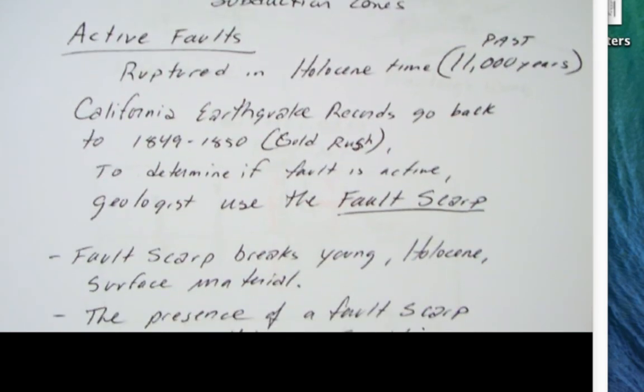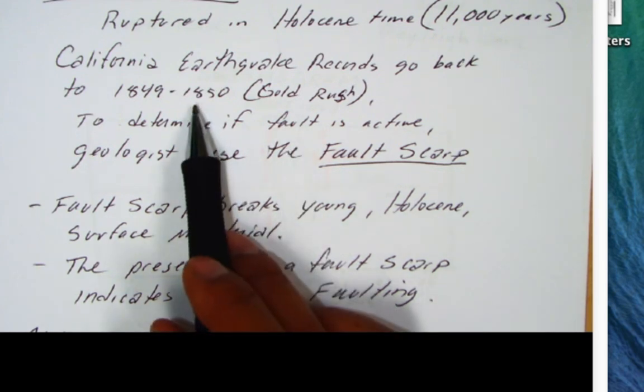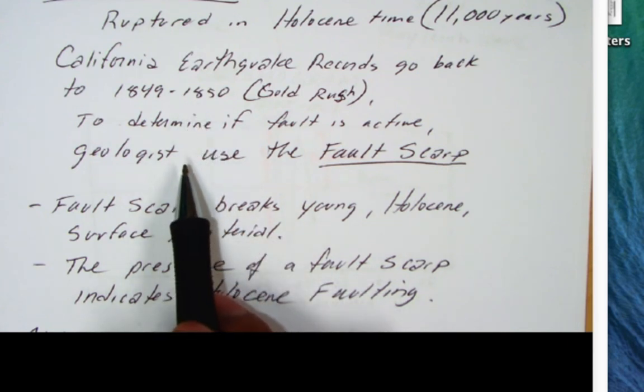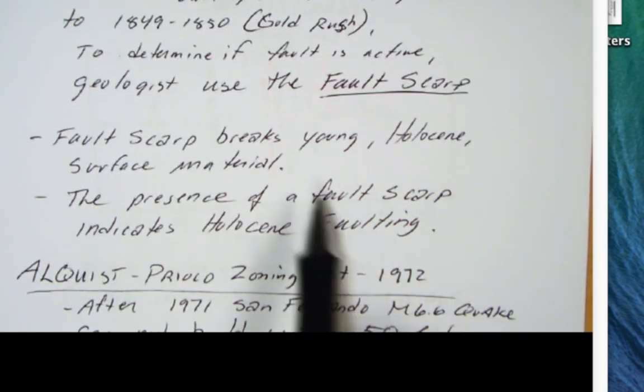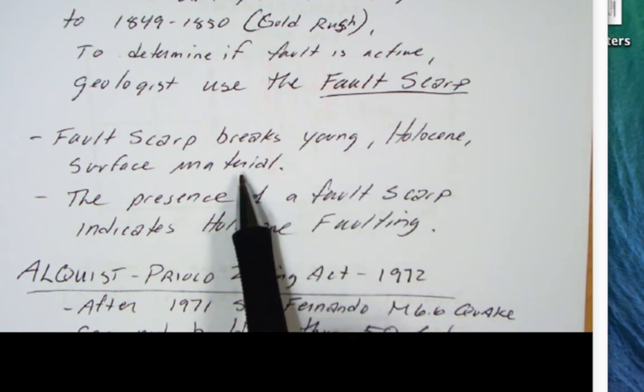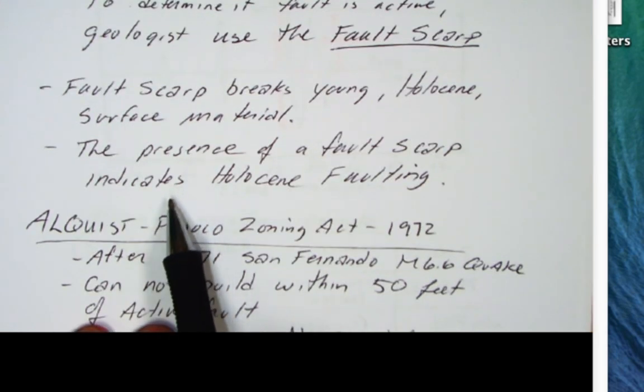How do we determine active faults? One that's ruptured in Holocene time. Holocene time is the past 11,700 years. We haven't really been in California that long. I mean, the Gold Rush really populated the state. We started keeping more records by the 1850s. So to determine if a fault is active, geologists have to use something called a fault scarp, right? And the fault scarp is a surface break, and that surface break will break young Holocene sediment. Usually that's loose material. So if the young rock is offset by the fault, then it's a recent faulting. So in fact, I say here, the presence of a fault scarp indicates Holocene faulting.